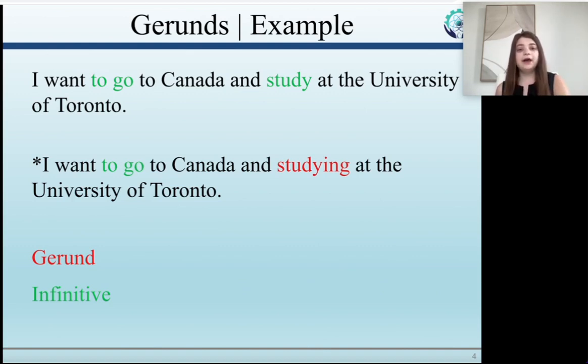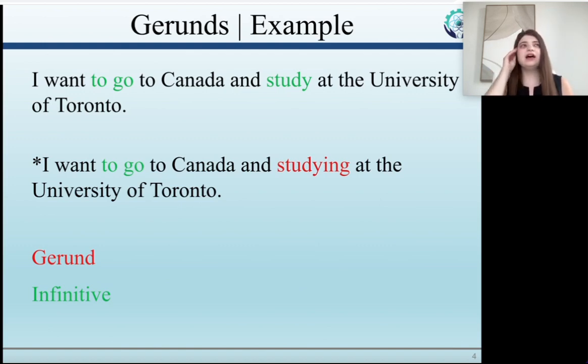So, for example, I want to go to Canada and study at the University of Toronto. Well, that is correct, right? We're first using an infinitive of to go, and then we're using study, which is also a verb, right? Whereas it's incorrect to say, I want to go to Canada and studying at the University of Toronto. That's not right because studying is a gerund. And earlier we used a verb. So we need to be consistent, right? We want to be consistent and use the same thing, right? So here's an example where we must balance the two infinitives. We can't use a gerund when we should be using a verb, right?